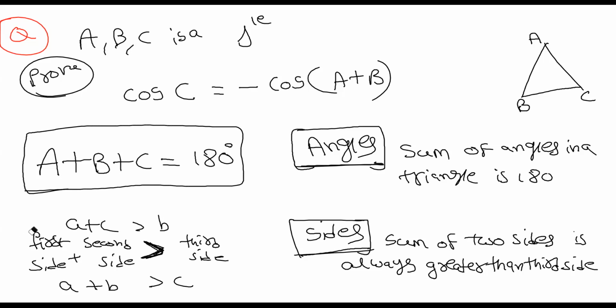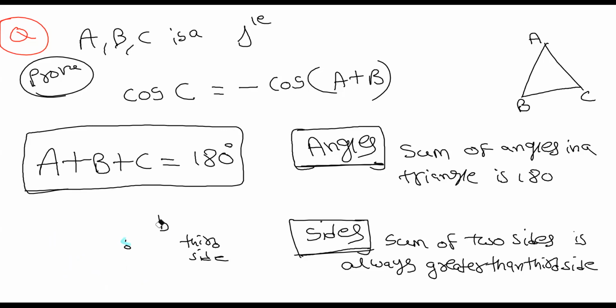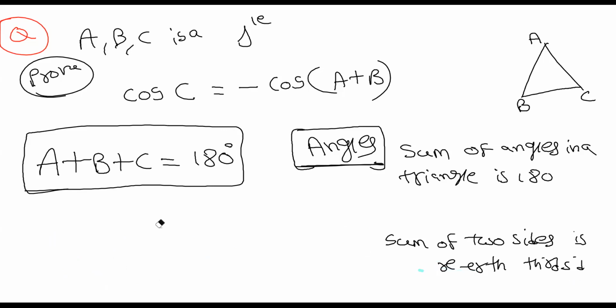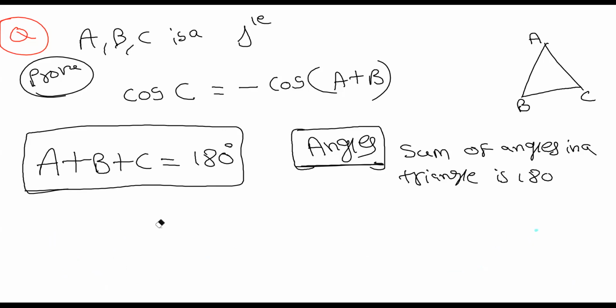Now from now onwards, for any triangle question, you have to think only in these two methods, whether angles or sides. That's it. Because there are only two properties for the triangle. All others are derived properties. These are the main properties for a general triangle. For any triangle, it is true.